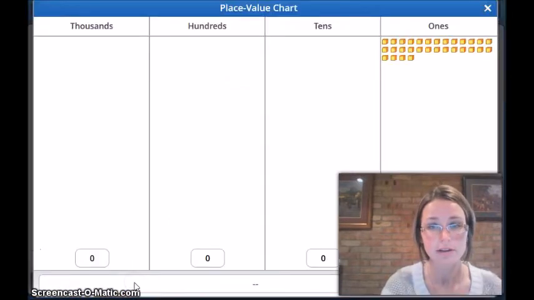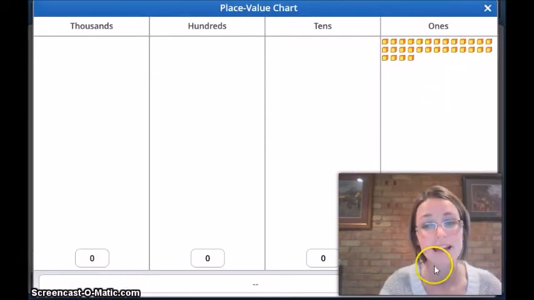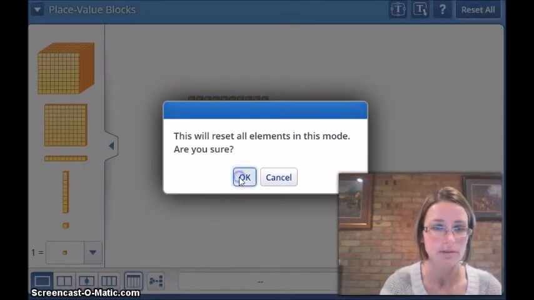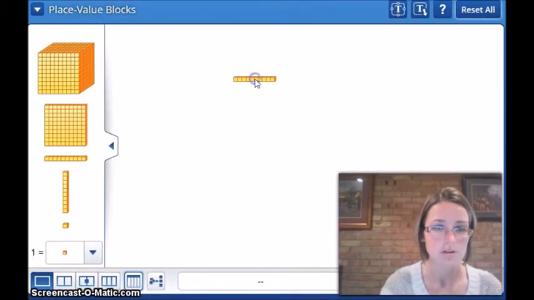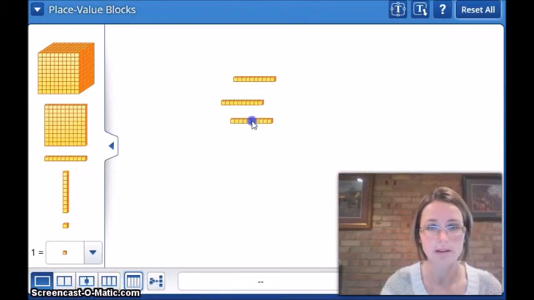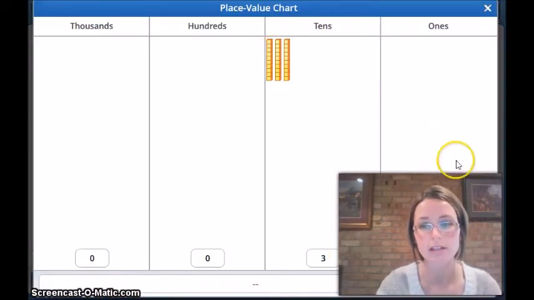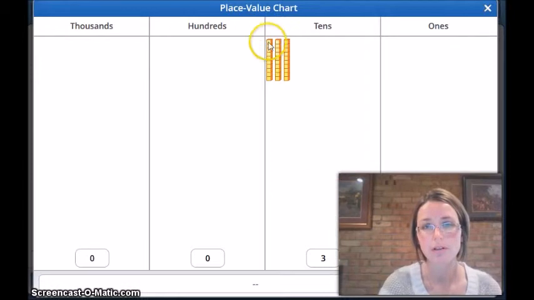All right, let's place those. Now look, there's 30 ones. Again, you can't have 30 ones in the ones place. So let's see if I can... I don't know why the program's not letting me put them back together, unfortunately. So I guess I will have to reset all, drag them over, and just do it the old-fashioned way. Now let's go down to our chart, and there it is. We have 3 10s and 0 1s. So the value in the tens place is 30.